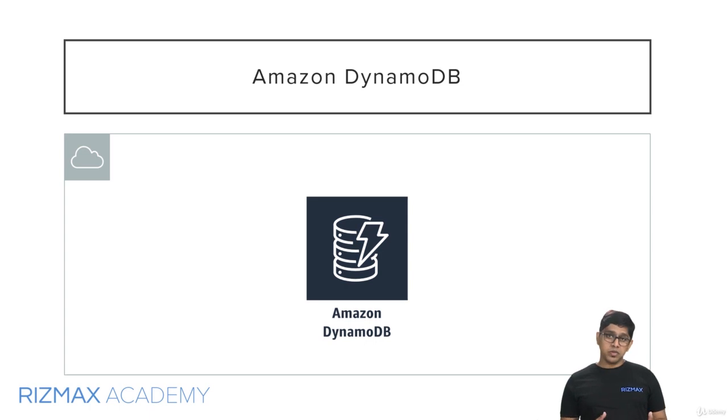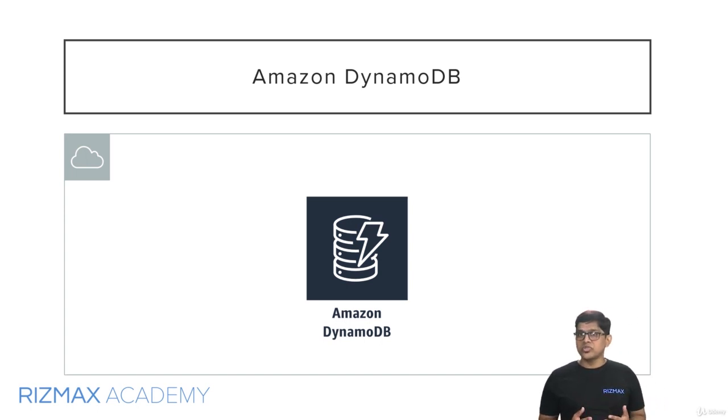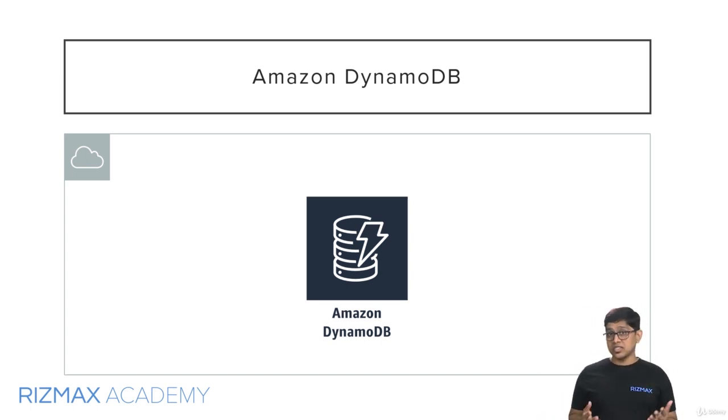AWS Lambda, API Gateway, and DynamoDB are the three most commonly used services in serverless applications, and we'll dive deeper into all three of these services in the upcoming sections of this course. Now, depending on your use cases, you might need other services as well. So let's look at these additional services right in the next lecture.